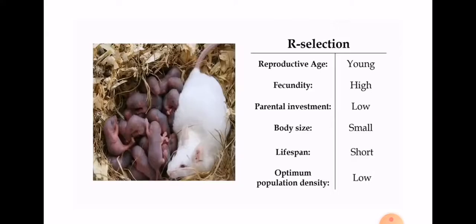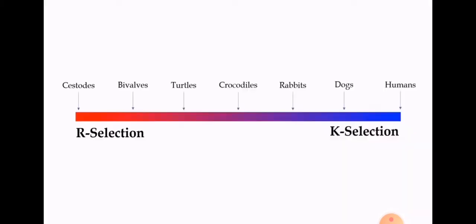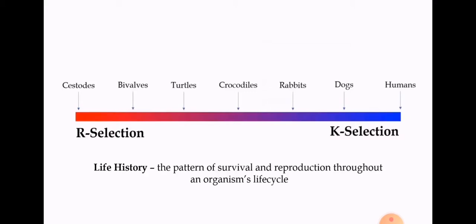Back in Part 5, we introduced the dichotomy between R selection, maximizing the quantity of offspring with minimal parental investment, and K selection, producing smaller numbers of offspring but investing more heavily in them to increase their chances of survival. Where a species falls on the spectrum between R and K selection is a key aspect of its life history, or the pattern of survival and reproduction throughout its life cycle, which will be influenced by a variety of factors.